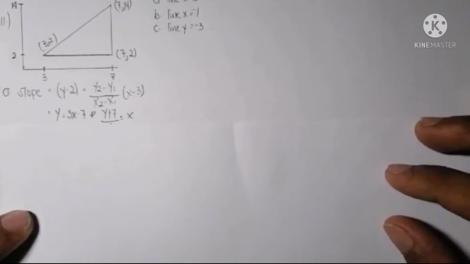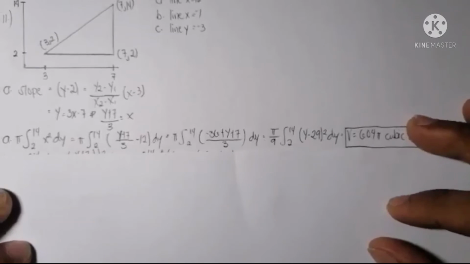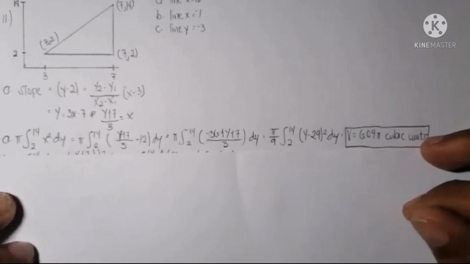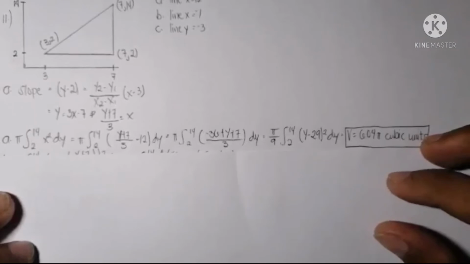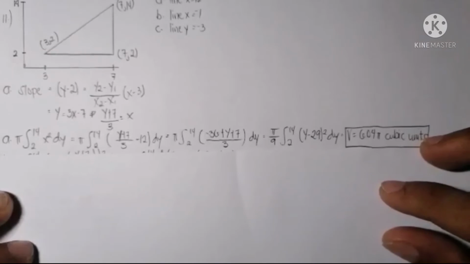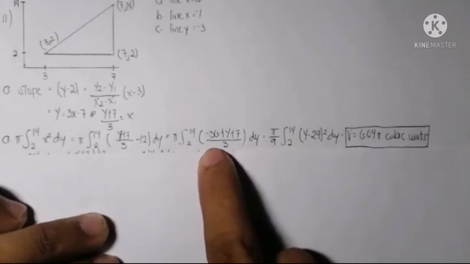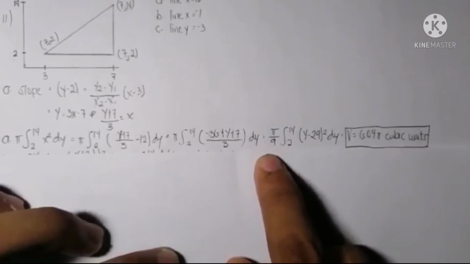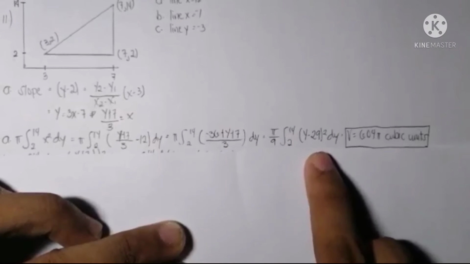Y is now equal to 3x minus 7, so it will become x equals (y plus 7) all over 3. Now the volume is pi times the integral from 2 to 14 of x squared dy, which is equal to pi times the integral from 2 to 14 of ((y plus 7) all over 3 minus 12) squared dy, which equals pi over 9 times the integral from 2 to 14 of (y minus 29) squared dy.